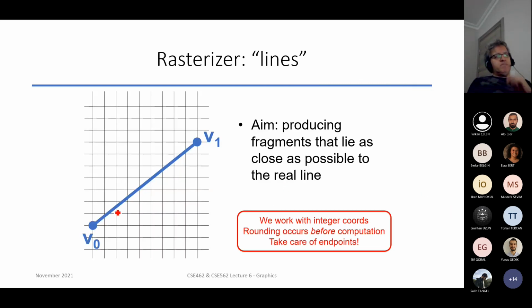Lines, similarly. So how am I going to render this line? I have the pixel coordinate here, I have the pixel coordinate here. The simplest thing that we can do is use integer coordinates. We say, okay, I'm going to work with integer coordinates only. Rounding occurs before computation, and we only take care of the endpoints. All right. So we do it this way.